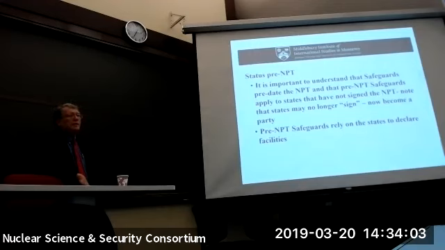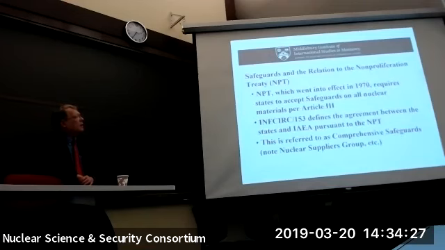Pre-NPT safeguards rely on the states to declare facilities. In other words, when INFCIRC 66 came out, the states were supposed to say, here's a facility that I have that's subject to this agreement, and here's where it is, and here's what it contains. And then the agency goes about verifying those declarations. They're called declarations.